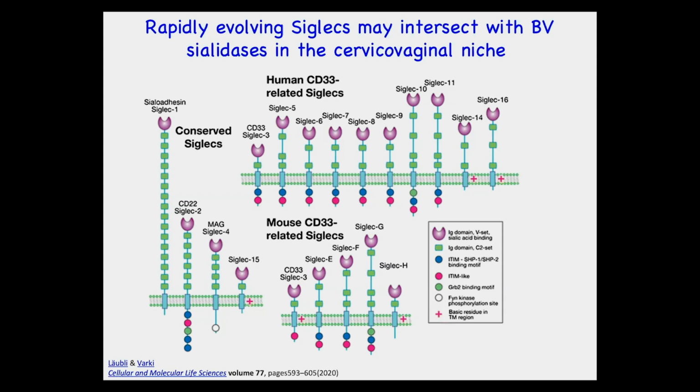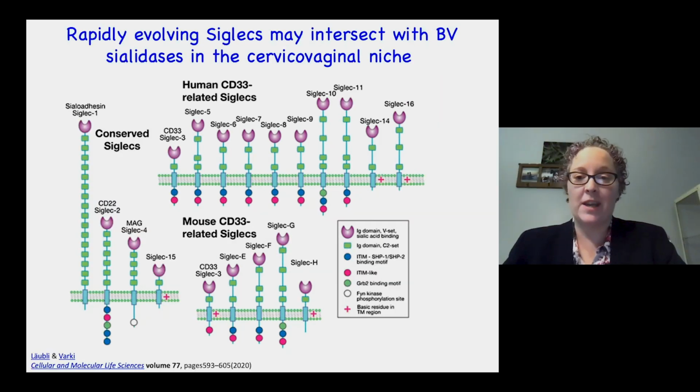It's already been shown that Siglecs are rapidly evolving in the human lineage. These receptors bind to sialic acids and can signal within cells. So, again, thinking about the presence of sialidases within the cervicovaginal niche, what happens to the signaling of these Siglecs when the sialic acids are depleted from those cell surfaces? There are quite a lot of implications here, but we don't have very much research yet, so that'll be a future direction.